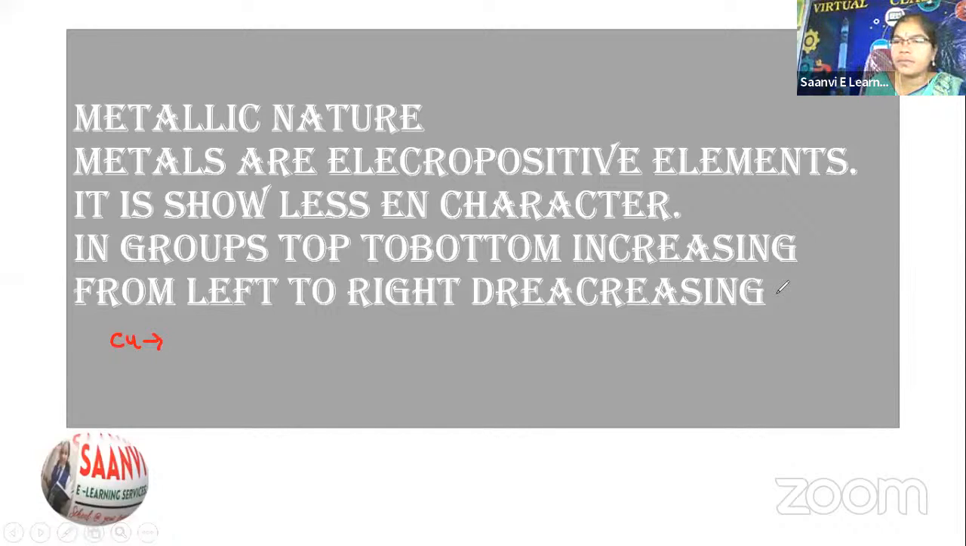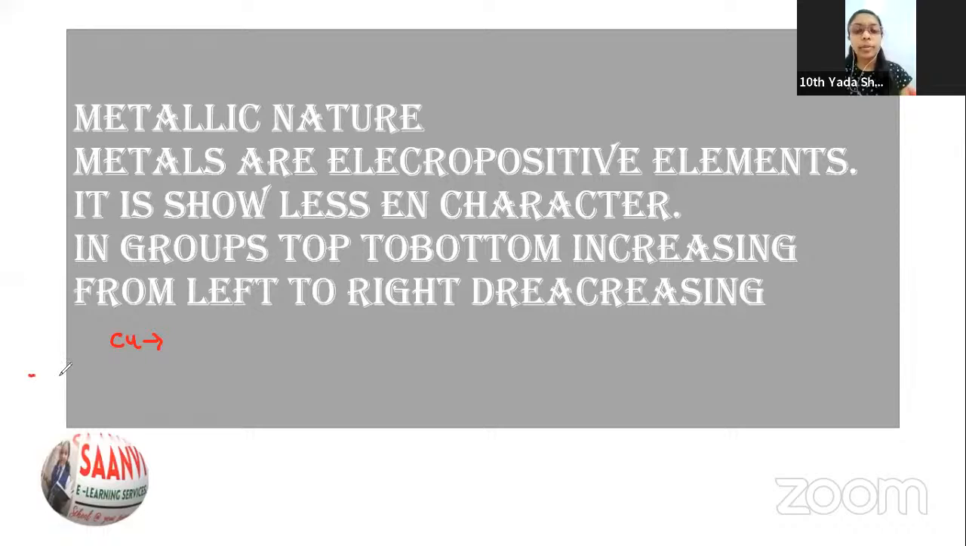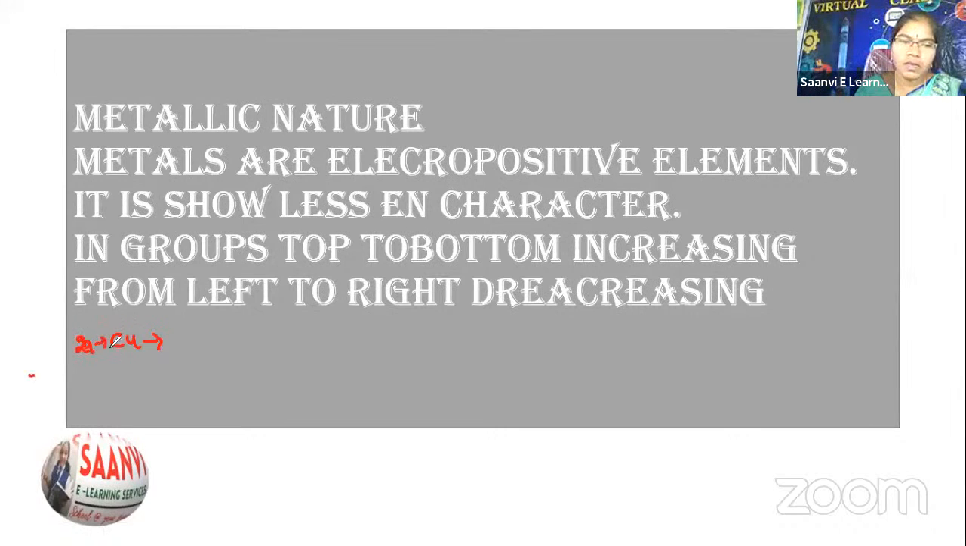Sharanya. Good morning, madam. Very good morning. Madam, the atomic number of copper is 29. Can you say the electron configuration?